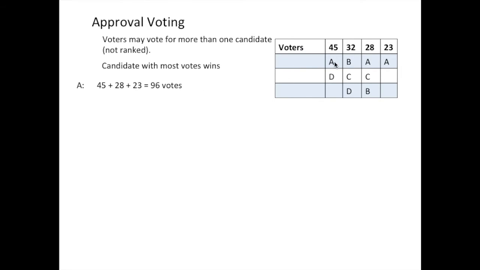A is getting 45 plus 28 plus 23. They got 96 votes. B is getting 32 plus 28, 60 votes. And C got 32 and 28. They also got 60 votes. D got 45 and 32, which is 77 votes. Who has the most votes? A, so A wins. Then finally we have proportional representation.